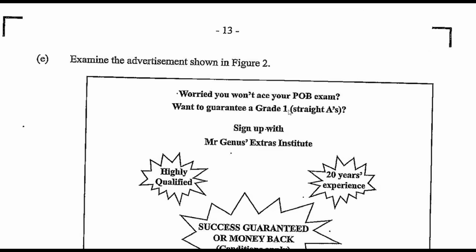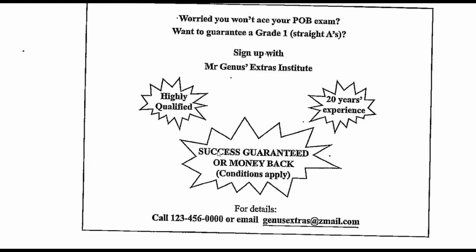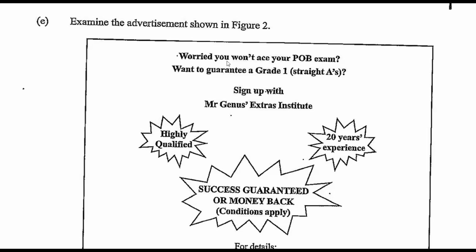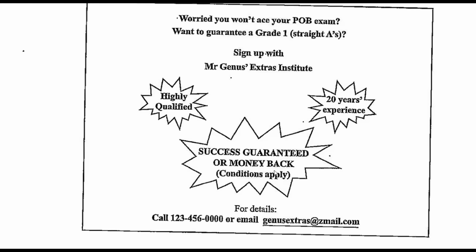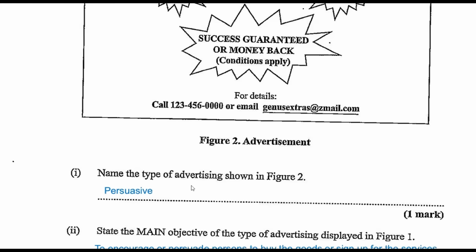Examine the advertisement shown in figure 2. So if you look at the advertisement, we are seeing that this here is a tutor, Mr. Genius Extras Institute. Worried that you would not pass your POB exam, want to get a grade A? Sign up with him. Highly qualified, 20 years experience, success guaranteed, guys. Yep, nice advertisement. Now, this type of advertising is known as persuasive advertising.